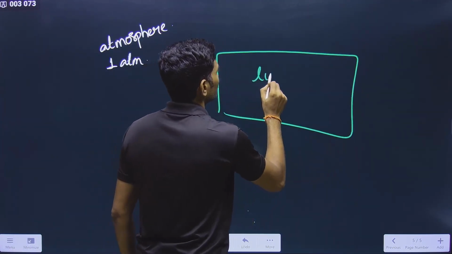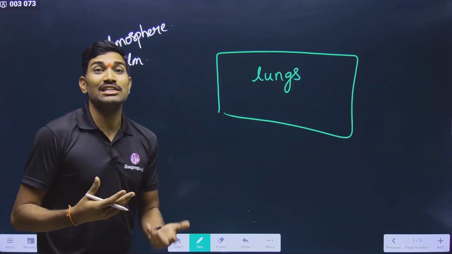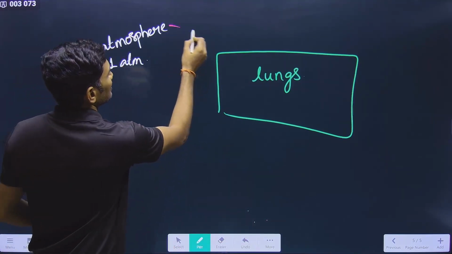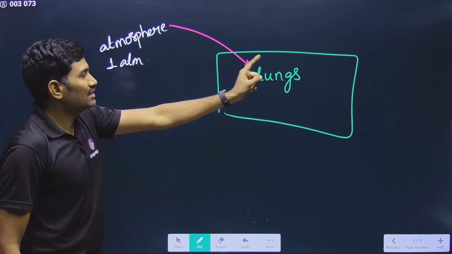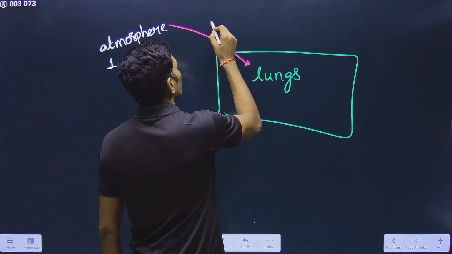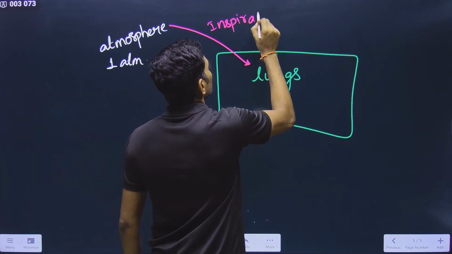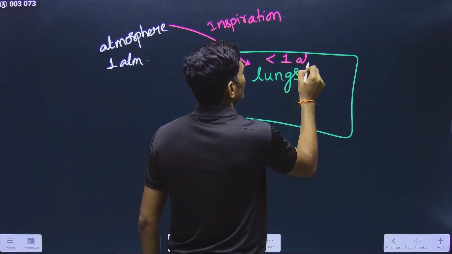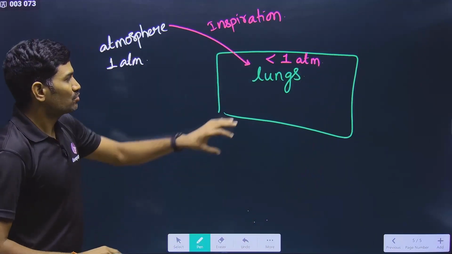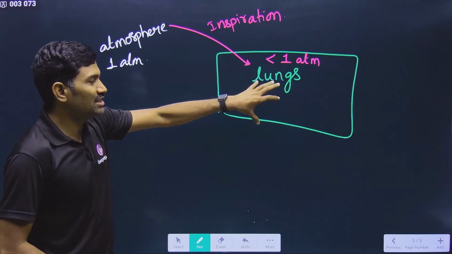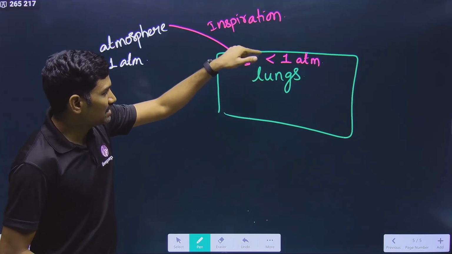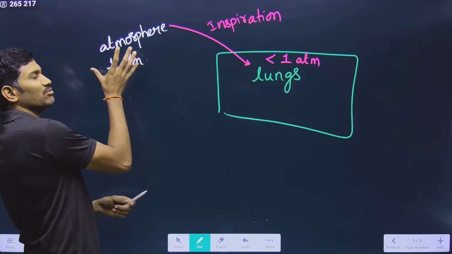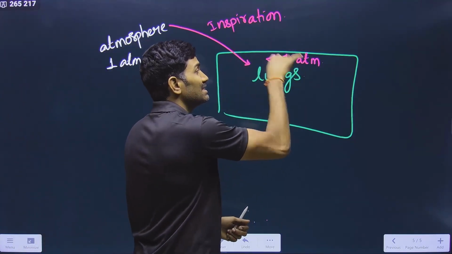Then what about the lungs? What happens in inspiration and expiration? Now observe carefully. What is happening in inspiration? You are saying that in inspiration the pressure should be less. That means during inspiration the pressure inside the lungs is less than 1 atmosphere. Are you able to understand this? So we can change the pressure of the lungs. So here the pressure is changed so that the pressure inside the lungs is less than 1 atmosphere. So when compared with atmospheric pressure, the pressure inside the lungs is less.